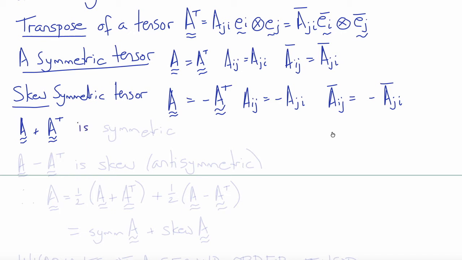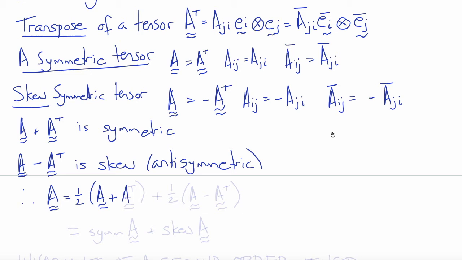If we take the combination of tensors A plus A transpose, then this must always be symmetric, because the transpose of A plus A transpose would be A transpose plus A. Similarly, if we take the difference, A minus A transpose, then that tensor would always be skew or antisymmetric, because the transpose of A minus A transpose would be A transpose minus A, which is its negative.